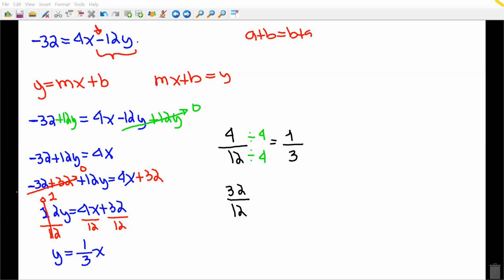And 32 divided by 12. Can you simplify it? Yes, divide by 4, because the greatest common factor is going to be the number 4. 32 divided by 4 is 8. 12 divided by 4 is 3. So it's going to be y equals 1/3 x plus 8/3. Okay, Mr. Cardona? Yes, teacher. Got it? Yes.